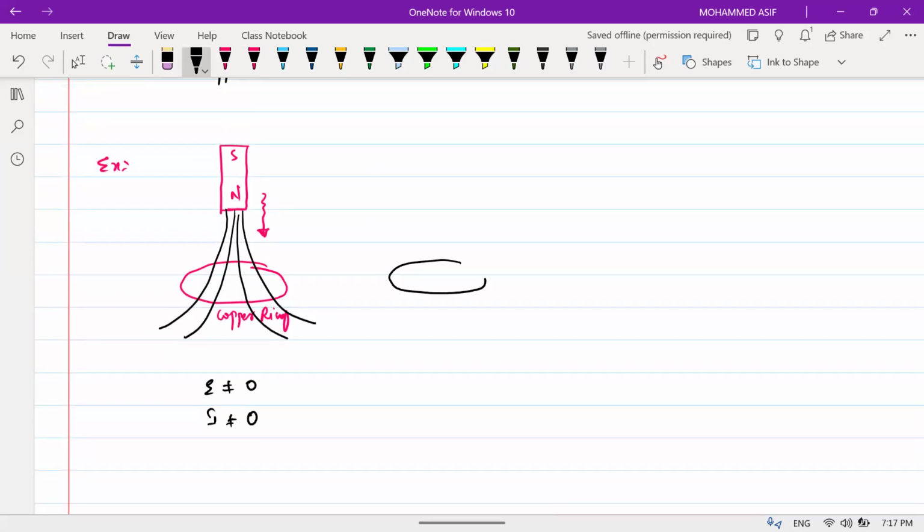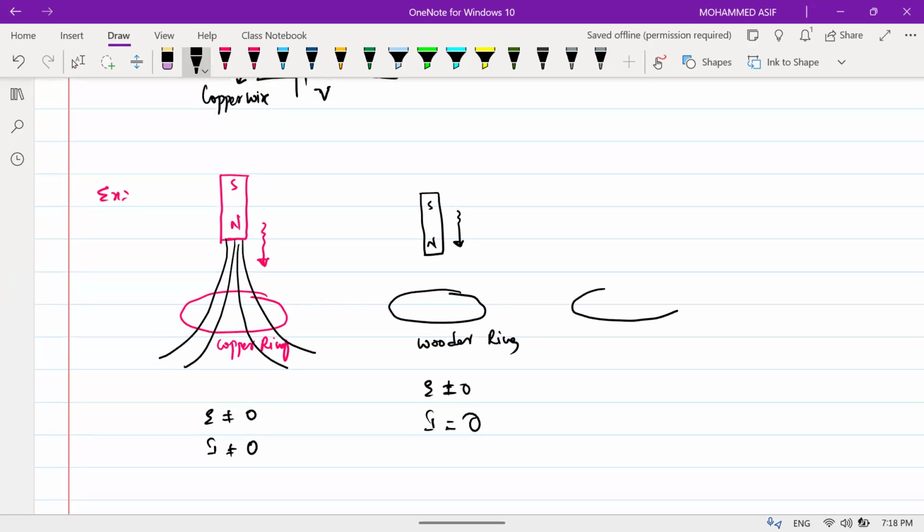Now say for example, there is a ring, but this is made up of wood. This is your wooden ring and there is a bar magnet falling down, from north to south. Now tell me, there is an EMF because the magnetic field is there, so EMF is not equal to zero. But what is the current? Zero, because it is a wooden ring, there is no flow of current. Am I clear? Yes, sir.